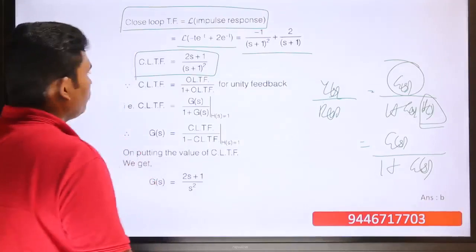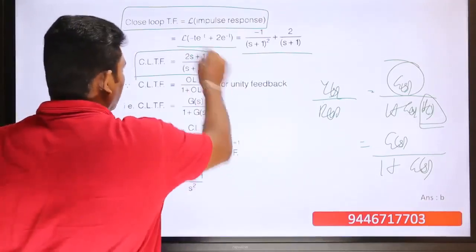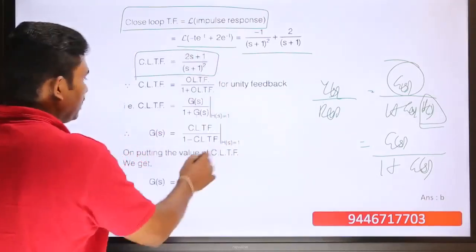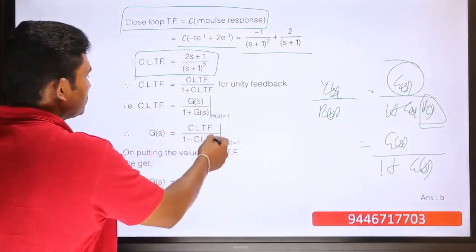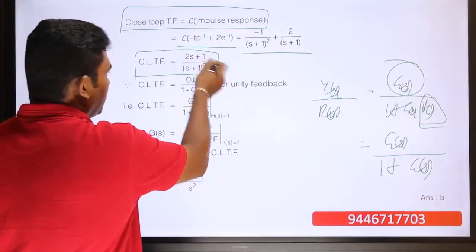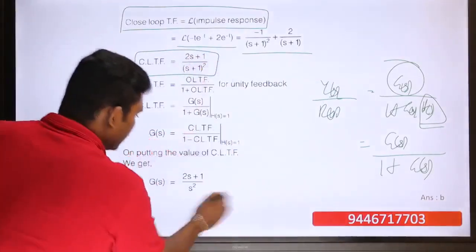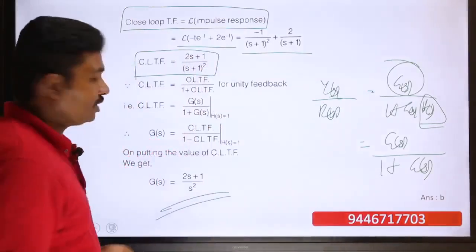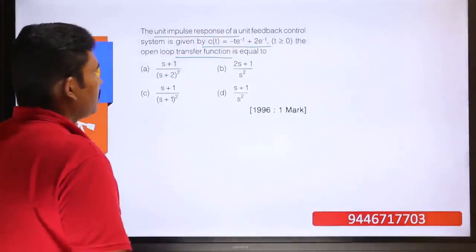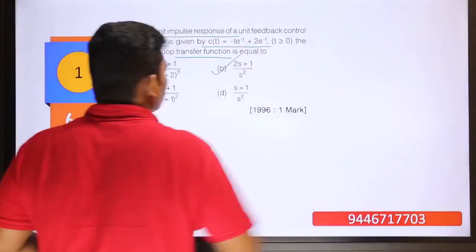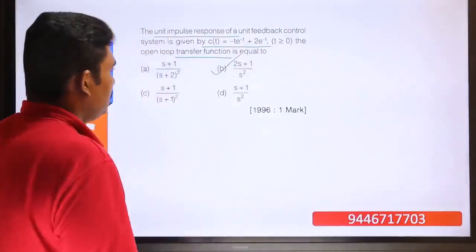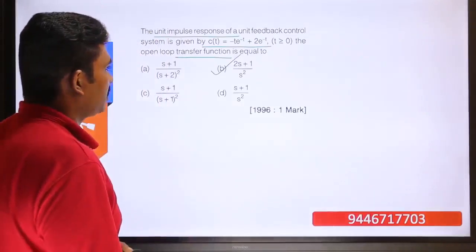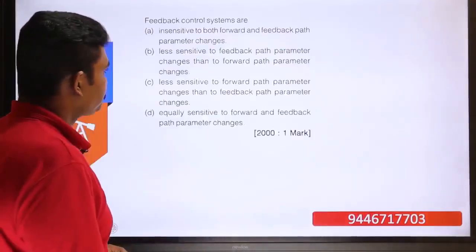Okay, so we have already obtained the closed loop transfer function. So on putting the value of closed loop transfer function as (2s plus 1) divided by (s plus 1) the whole square into this, we will be getting G(s) as (2s plus 1) divided by s square. So (2s plus 1) divided by s square is our answer. So option B will be our answer. So (2s plus 1) divided by s square is the answer for question number 1.